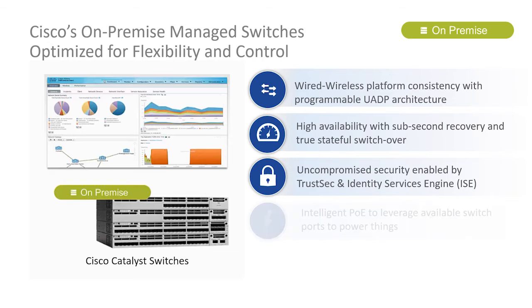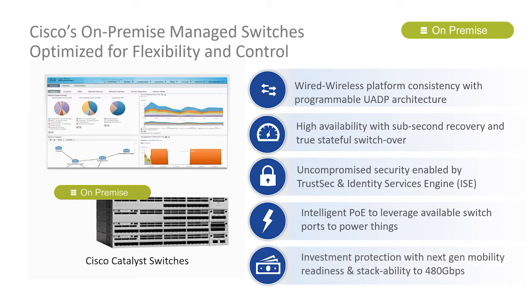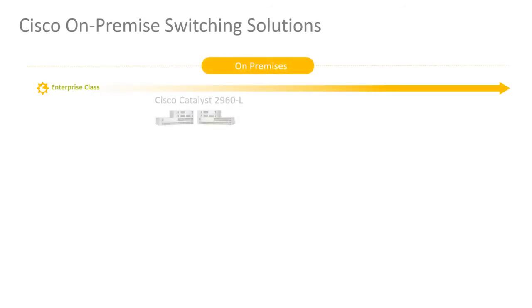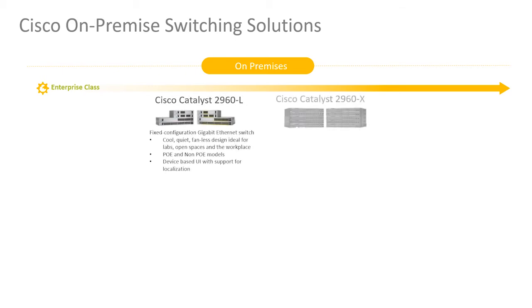Cisco's on-premise switches provide intelligent Power over Ethernet, PoE, to leverage available switch ports to power your endpoints, such as IP phones and wireless access points, some models supporting UPoE. And lastly, the Cisco Catalyst switches offer investment protection with next-gen mobility readiness and stackability to reach 480 gigabits per second speeds. In the enterprise class, we begin with the Catalyst Compact series of switches, the 2960CX and the 3560CX.